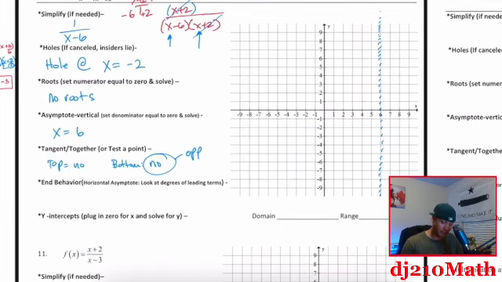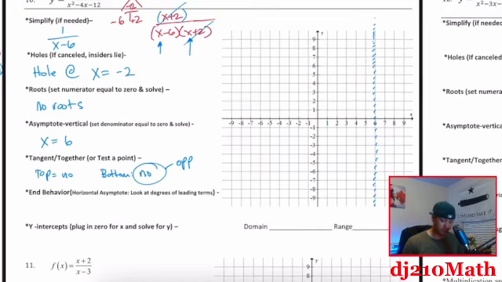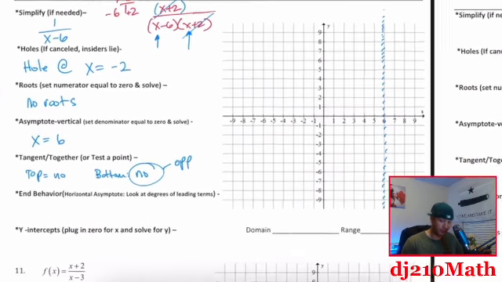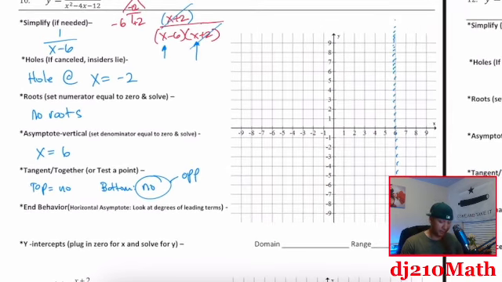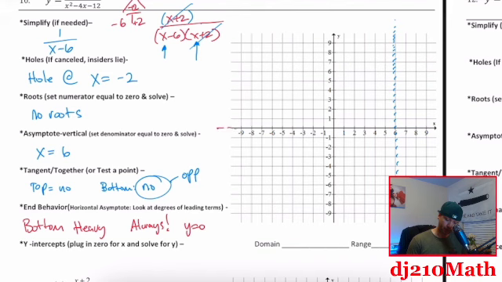So now, end behavior. We're looking at the degree in the numerator versus the degree in the denominator. We're always looking at the simplified version. There's more x's in the bottom, so this is what we consider to be bottom heavy. There's more x's in the denominator than there is in the numerator. When it's bottom heavy, it's always y equals 0.